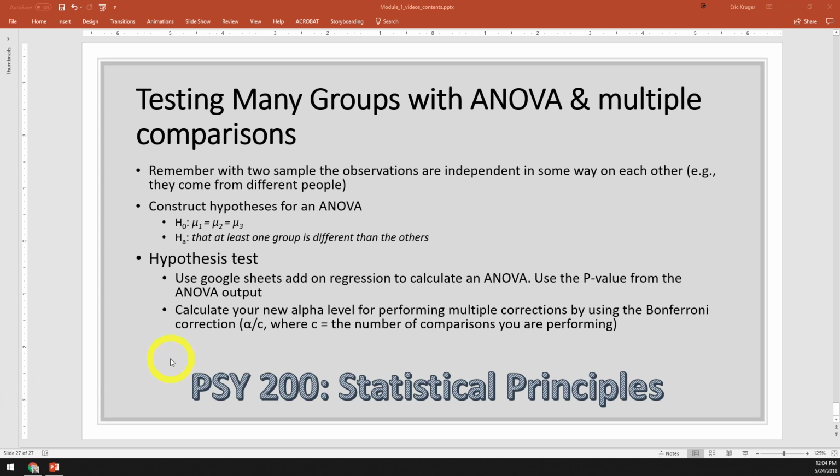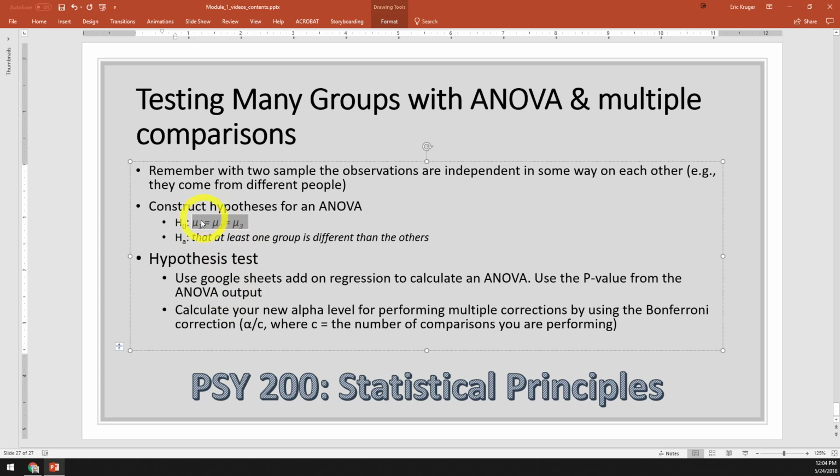So we have the same assumption as the two-sample test, that the observations are independent of each other. So essentially they're coming from different people. Our null hypothesis, when we construct these, is somewhat similar to the independent test, but a little bit different. Our null hypothesis is basically saying that all the groups are equivalent or equal to each other. Our alternative hypothesis is saying that at least one of these groups is different than the others. We don't know which one, and that's a key important part, but at least one of these groups is different from the others.